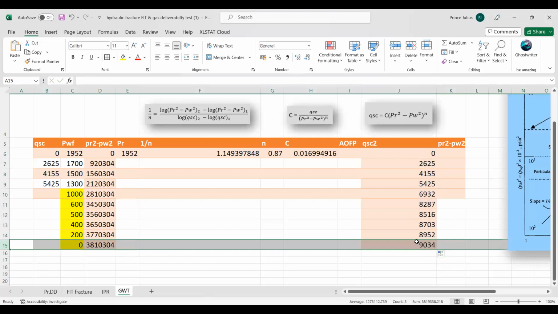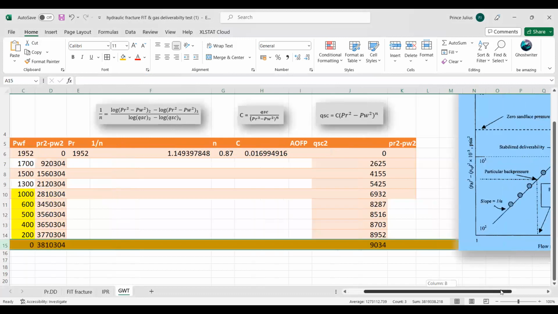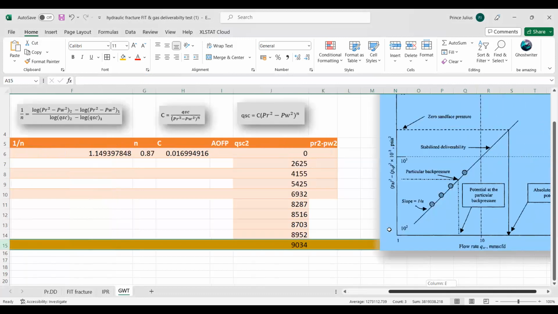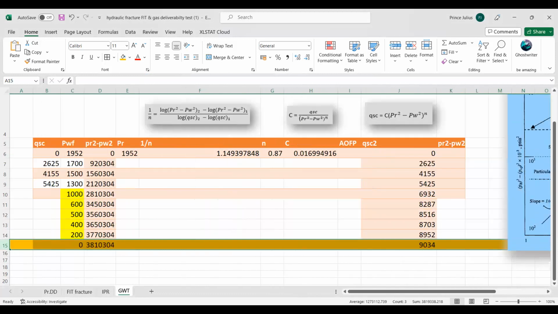9,034 cubic feet per day is the best flow rate or maximum flow rate for that particular IPR. That means the value of 9,034, I will just make it like this. This is actually this. This is the value. Why? Because this is the point where y-axis is 0, minimum, PR square, that is this one. So this is how we can estimate the value of AOFP for gas wells.